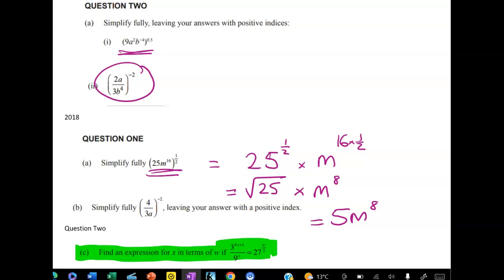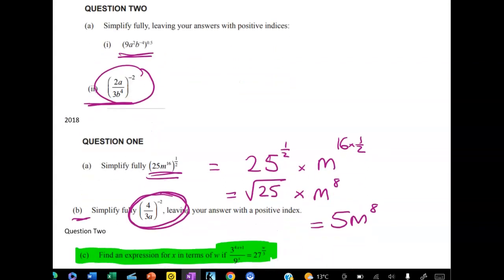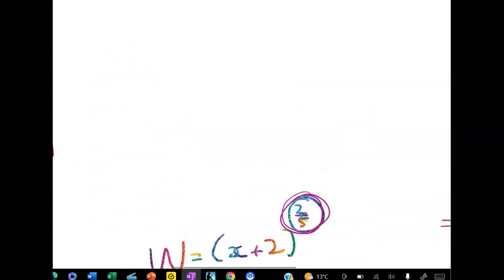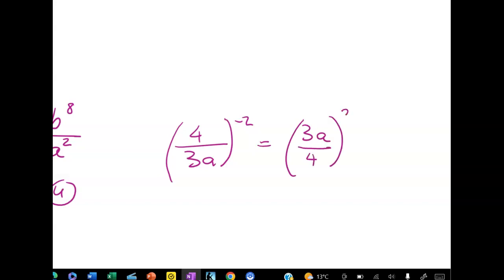And you'll see that this question here, 2018 question 1b, is very, very similar to 2019. It's checking that we understand negative powers. So this time it's a little bit easier. We've got 4 over 3a to the power of negative 2. That's the same as 3a divided by 4 to the power of 2, which gives me 9a squared over 16.